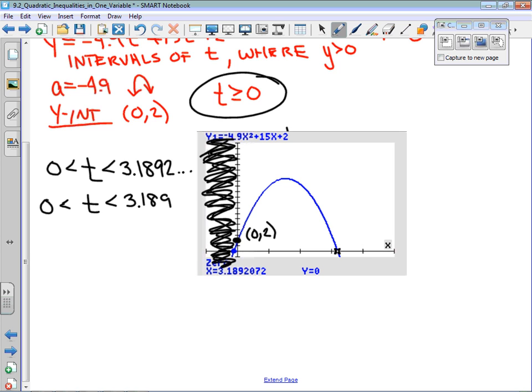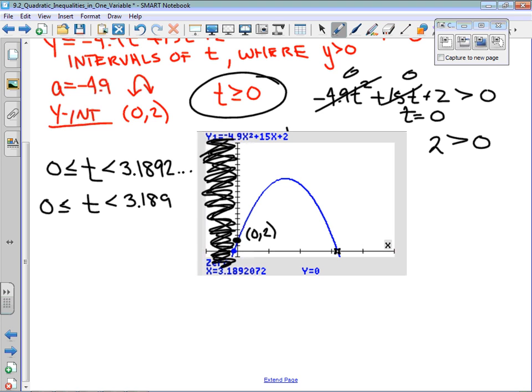Now, the point that I'm getting at here is if I took negative 4.9t squared plus 15t plus 2 and said that it was greater than 0, look what happens when I put t equal to 0 in. This would be 0, this would be 0, and I would get that 2 is greater than 0. Is that true? Yes. So t equals 0 is part of the solution. Now, if I were to put 3.1892, I would get that 0 is greater than 0, which is not true. And that's why we have that different inequality symbol there.